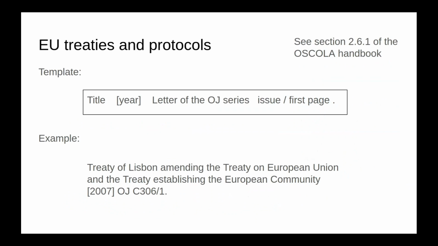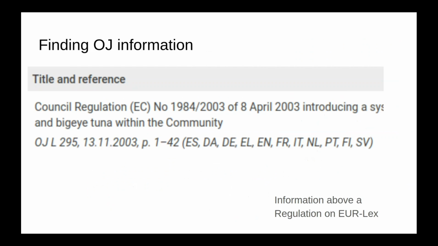This second example is a piece of secondary legislation, in this case a regulation which I found on EUR-Lex. Just like we did on Westlaw, I want to show you what to look out for when you're on EUR-Lex. Look at the bottom line in this image. We can see here that this regulation was published in the L series, issue 295, starting at page 1. Feel free to pause the video if you need a bit of time to see this.